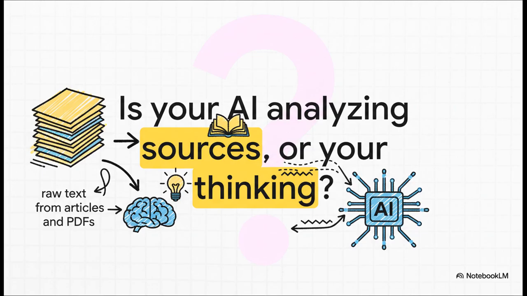When you drop a bunch of articles and PDFs into your AI assistant, what is it actually looking at? Is it just seeing the raw text on the page? Or is it seeing all the brilliant connections, the little aha moments, and the insights you had while reading them? Because that difference, well, it's everything.